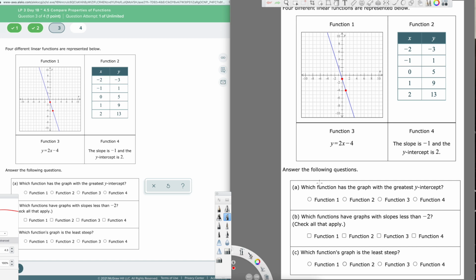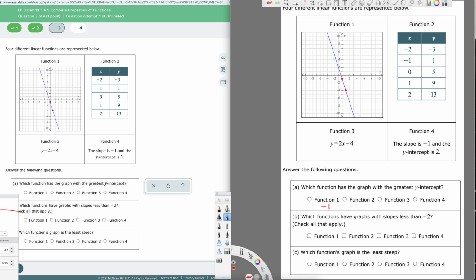Which function has the graph with the greatest y-intercept? Well, if I want to know which one's the greatest, I need to identify the y-intercepts of each one. So we're going to go through here and identify. For function number 1, I'm on the y-axis, my y-intercept is right there, that's where it's crossing. So this would be -1. I'm going to write -1 here, just so I have it noted.